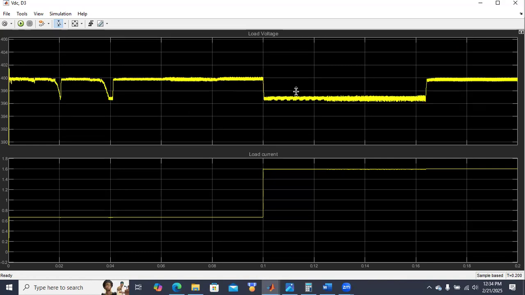After 0.1 second it is reduced to 397 volt. So a 3 volt difference is there. Again after 0.16 second it is increased to 400 volt, due to the increase in input voltage. So it is not exceeding 400 volt. And the maximum error is around 3 volt, which is nothing but less than 1 percent.